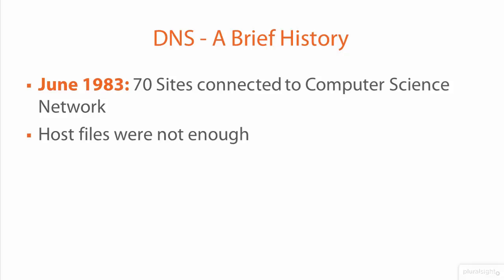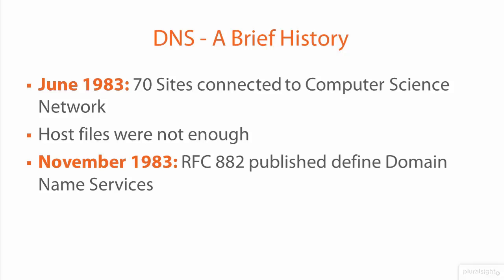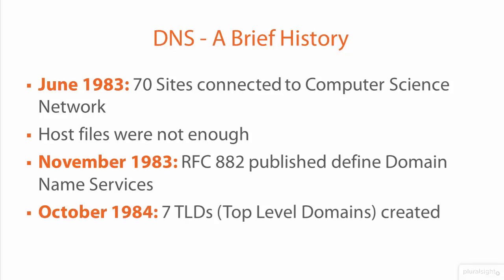So host files, just managing all of our host names in host files and pushing them out to have them replicated across these 70 sites, it was no longer really going to be sufficient. So in November 1983, we saw the publication of RFC 882 and the birth of DNS. In October 1984, we saw the 7 top-level domains, like the .com, the .org, that we've become used to being created. So in a nutshell, that's how we moved from our host files to DNS systems.